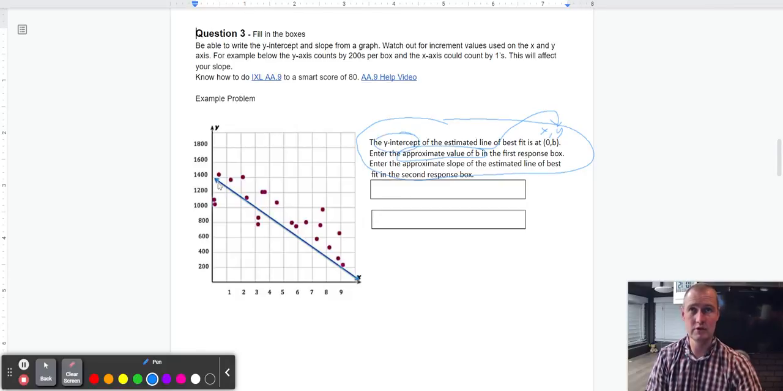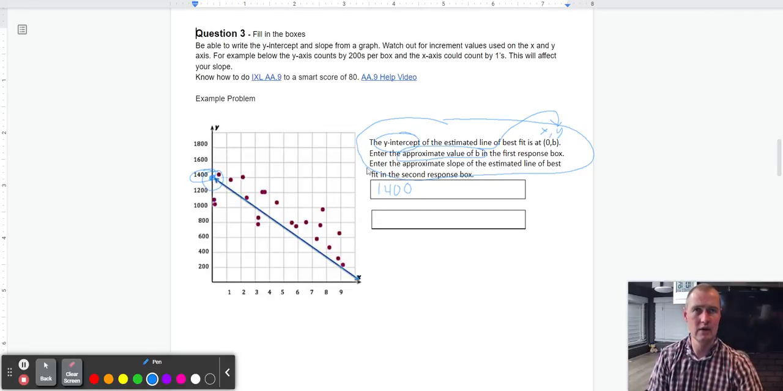So what we're going to do is locate the y-intercept, where you think the line is going to cross the y-axis. And it looks like right here it's going to cross right at 1400. So in the first box, all you're going to do is put the number that represents the approximate value of b that you think crosses the y-axis. To me, it looks really close to 1400. Don't put anything else in there. Don't put the whole formula. Just enter the approximate value. In this case, the line touches the y-axis at 1400.